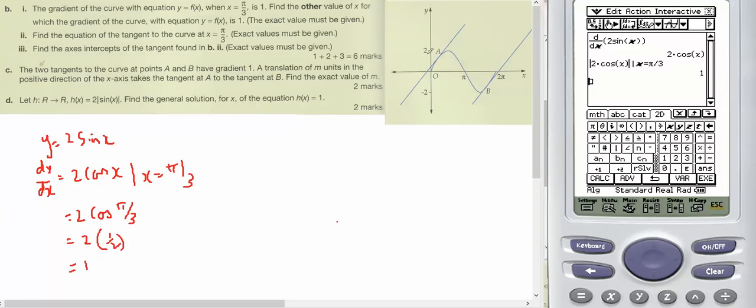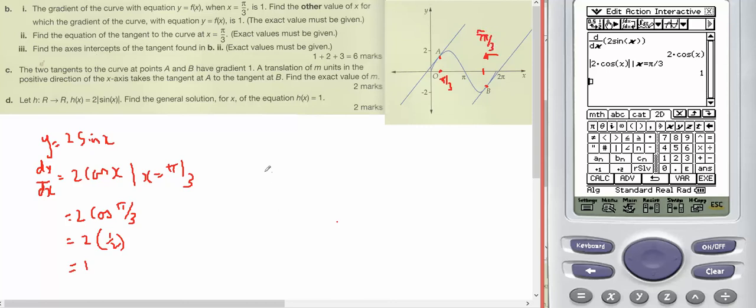So I've got an answer of 1. Therefore, at pi on 3, I'd expect the gradient to be 1. So at that point there, pi on 3. Find the other value. Well, the other value is going to be over here, and because of symmetry, I think it's going to be pi on 3 back from there. So my guess is 5 pi on 3.